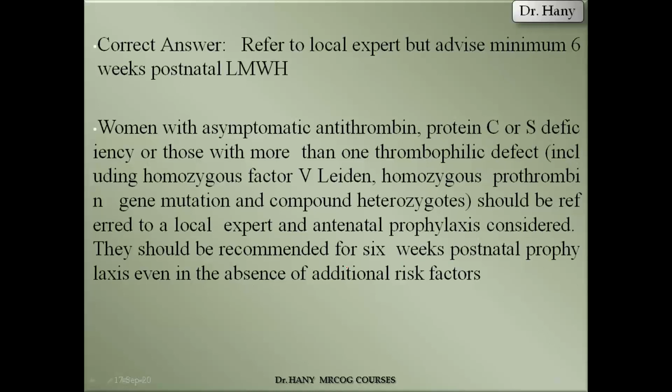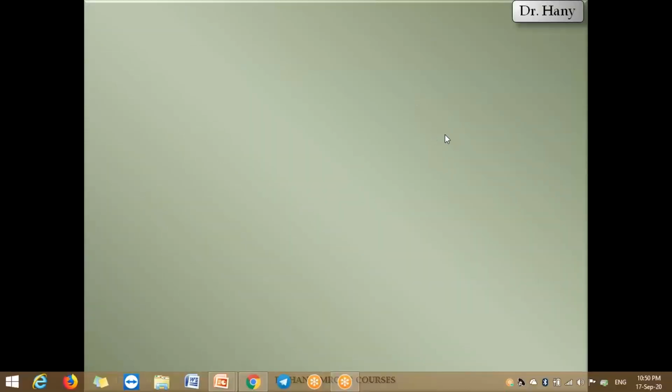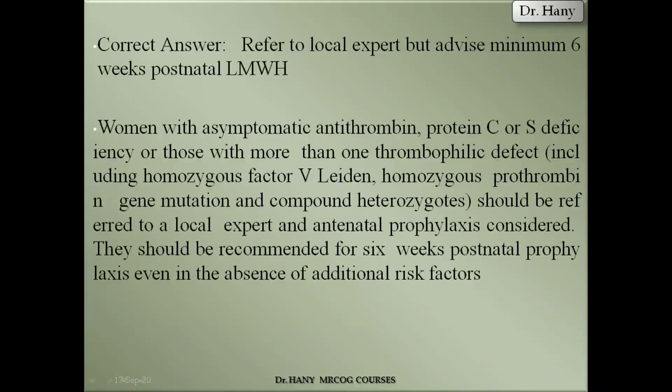Repeat that. We couldn't hear your voice. The woman has thrombophilia plus a family history, asymptomatic thrombophilia, protein C or protein S deficiency, plus a family history. This is an indication to refer to an expert and give 6 weeks postpartum prophylaxis.